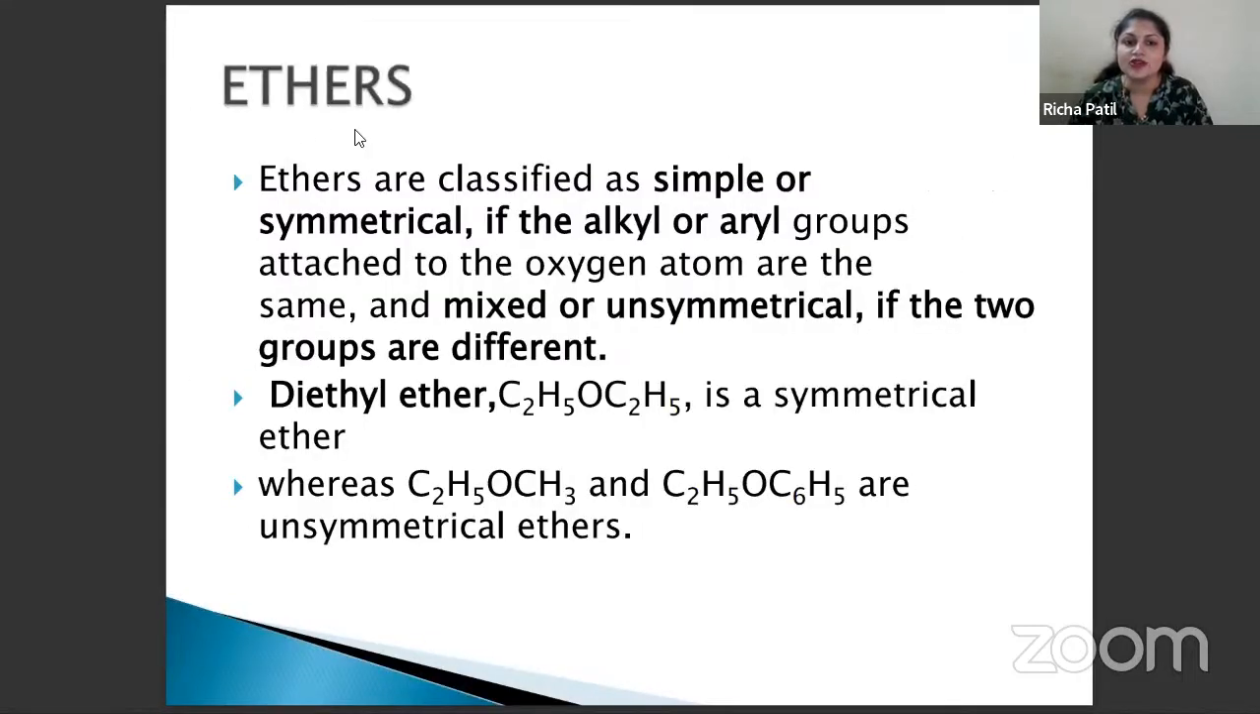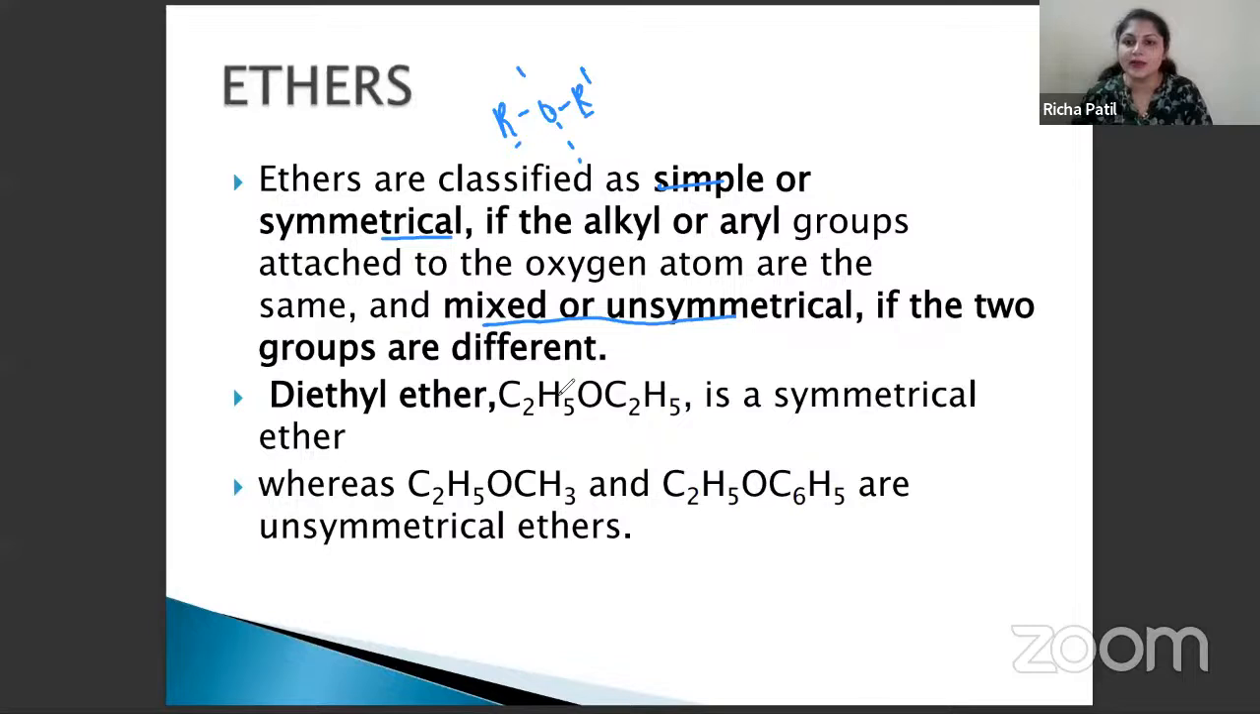So next is ethers. What do you mean by ethers? Ethers are classified into simple or symmetric and mixed or unsymmetrical. In the center is O. How do you represent the ether? R, O, R dash, across the O. If both R and R dash are similar, if the same alkyl group is present, then it is said to be simple or symmetrical. If both the atoms or groups across this oxygen atom are different, then it is said to be mixed or unsymmetrical ethers.